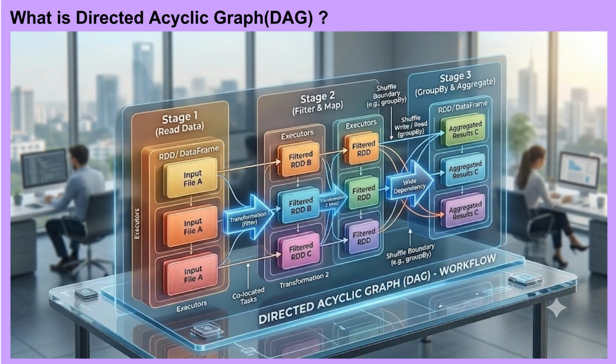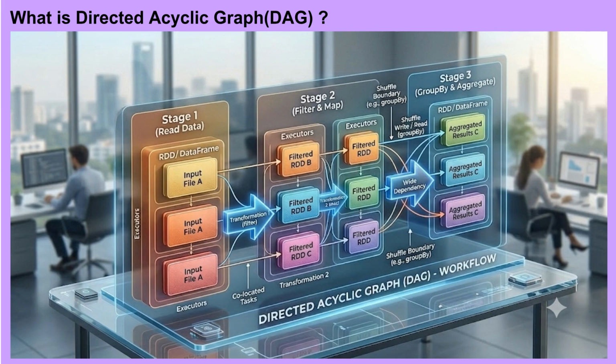Purchases equals logs.filter, logs.action equals purchase. 3. Group by country and count. Transformation, node C created, wide dependency. Counts equals purchases.groupby country.count. 4. Trigger execution. Action, counts.show. Here is exactly how Spark handles this DAG.